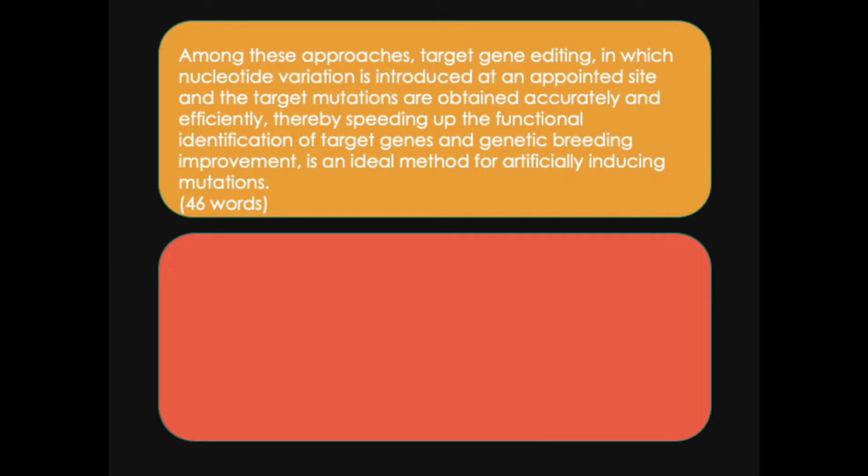Target gene editing is an ideal method. That's what they're trying to tell us. But we have these two phrases. The first one is defining target gene editing, and the second phrase is discussing the benefits of target gene editing. And they're both interrupting between the subject and the verb. And so we have really three different ideas happening in this sentence.